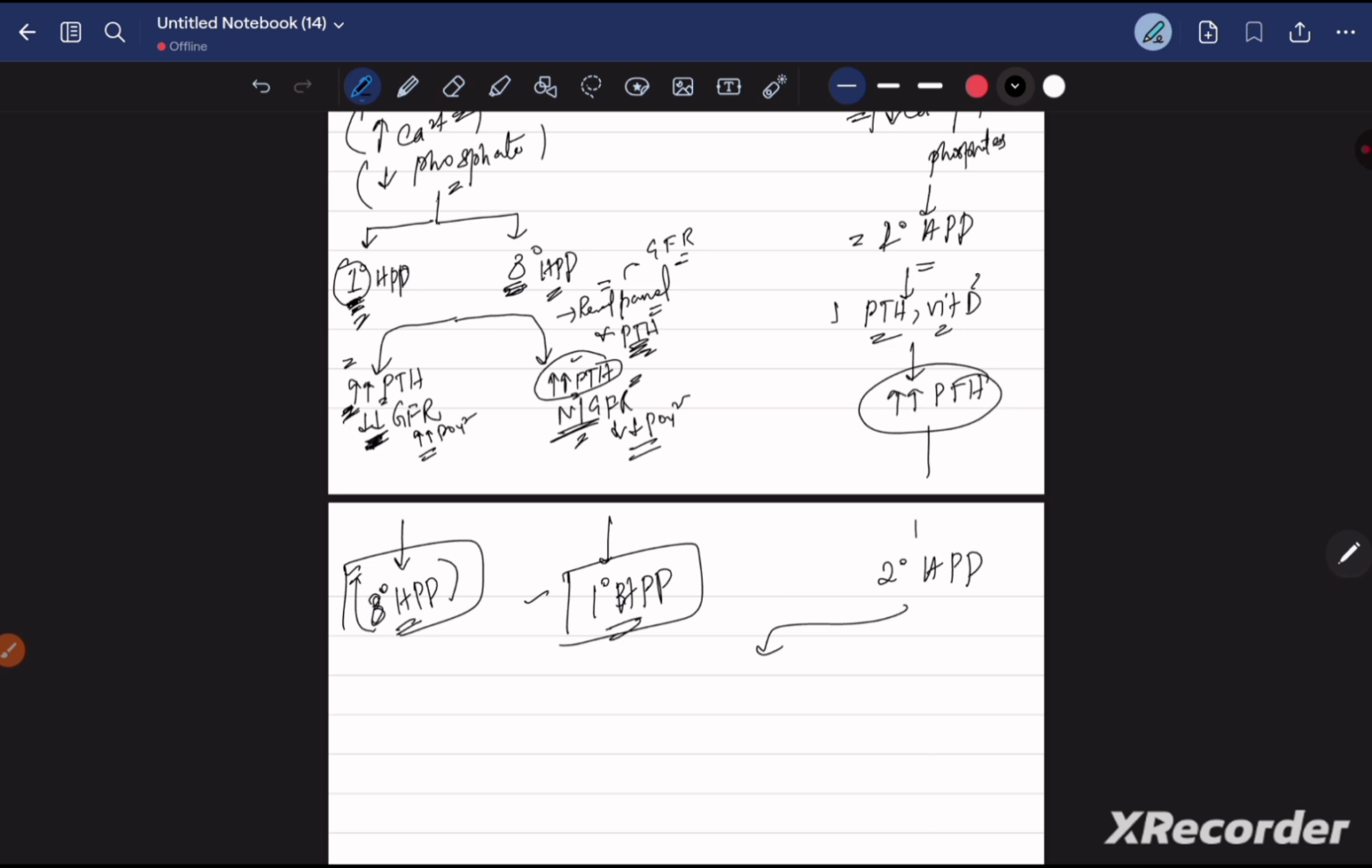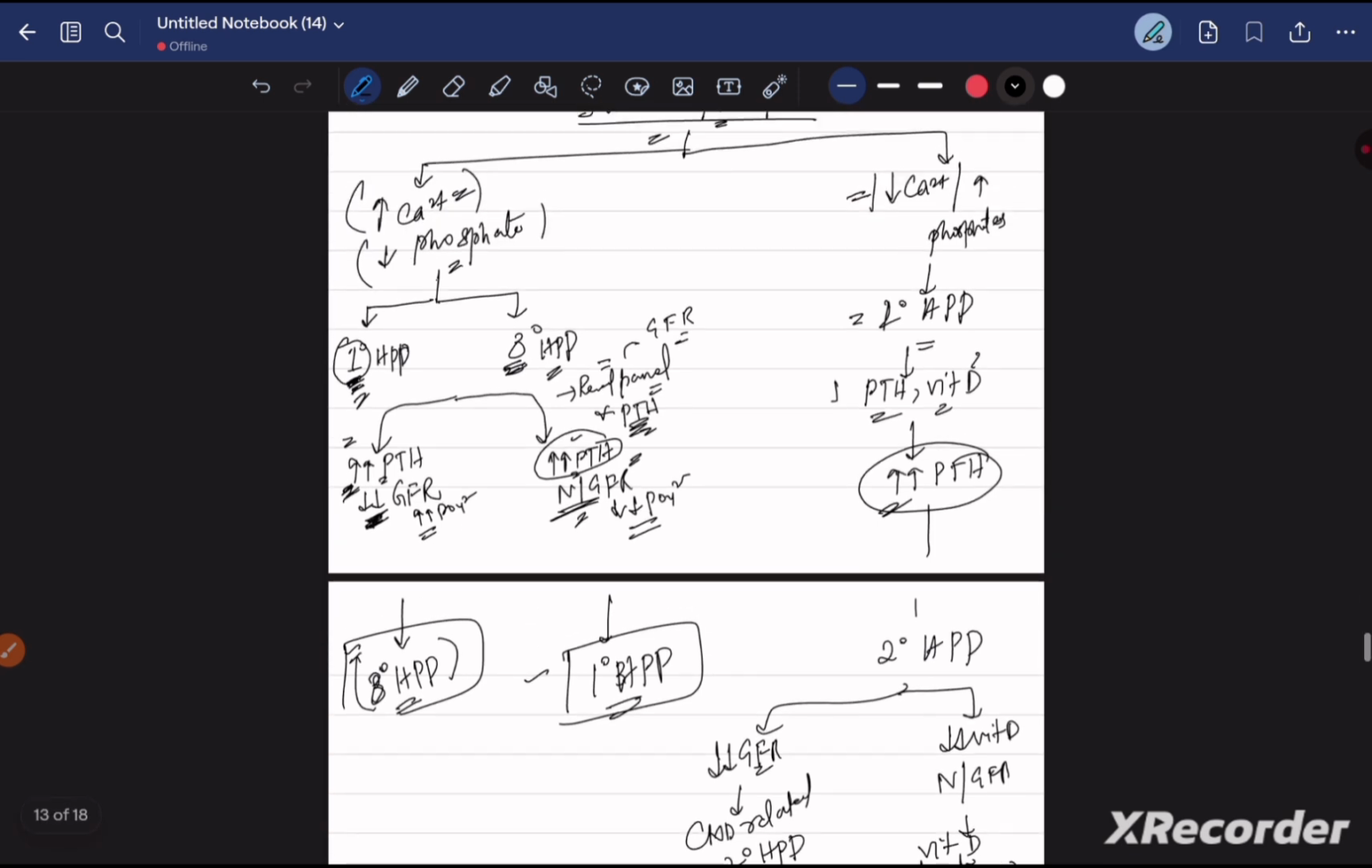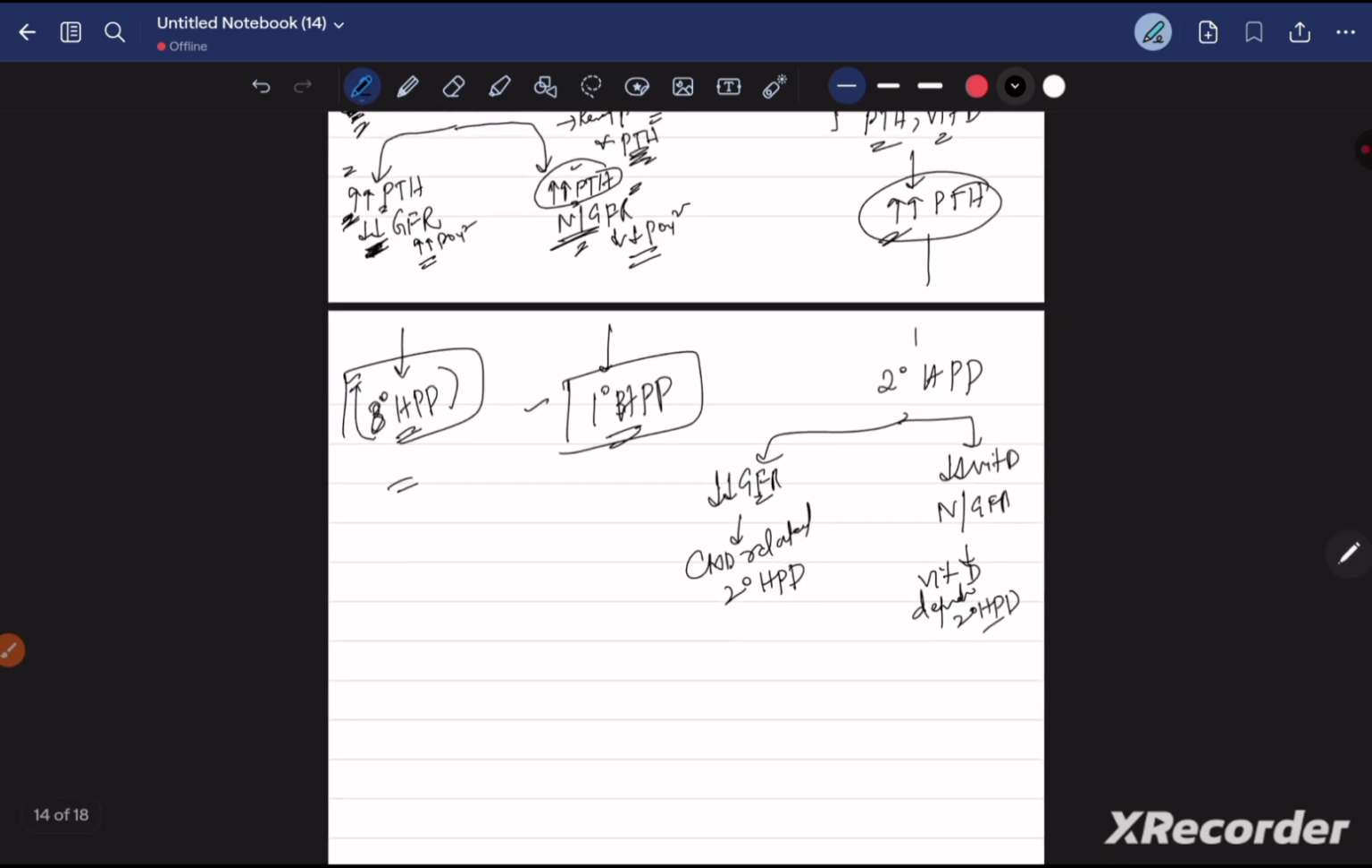Now you will get a renal panel. In the renal panel, if there is decreased GFR and also increased PTH, it means this is CKD related secondary hyperparathyroidism. Now if there is decreased vitamin D and normal GFR, it means it is vitamin D dependent secondary hyperparathyroidism. This is the approach for diagnosis. This will give you a constructive diagnosis in hyperparathyroidism, and this will help you in the treatment of your case.